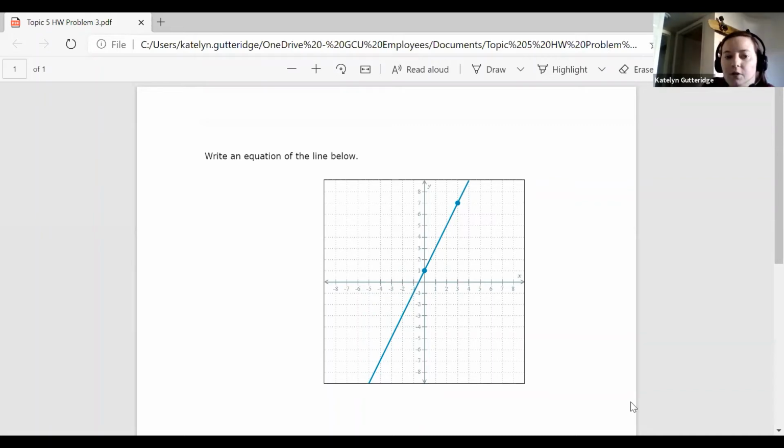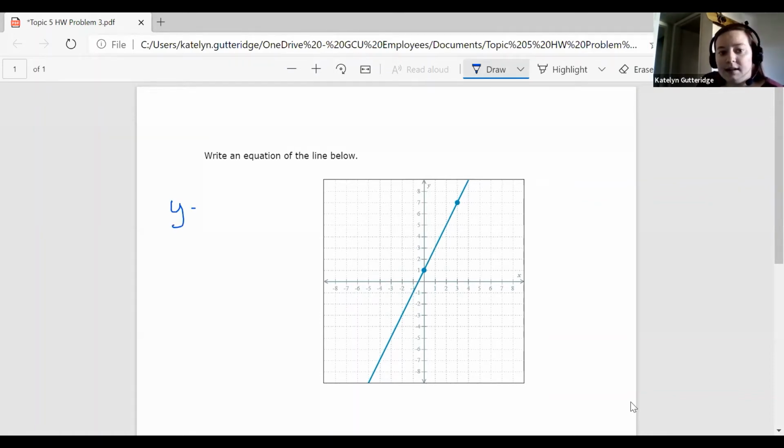Okay, so when we are writing the equation of the line, we always want to focus on slope-intercept form because we can take the key information from the graph and pop it into slope-intercept form, and then we have our equation of the line. So slope-intercept form of our line is y equals mx plus b.